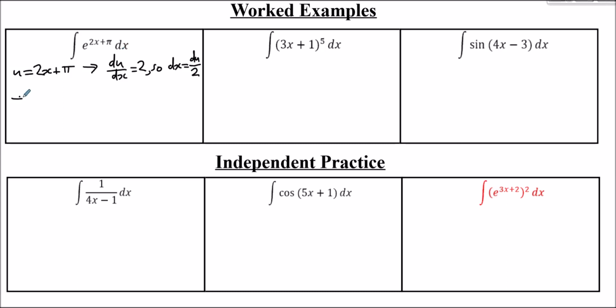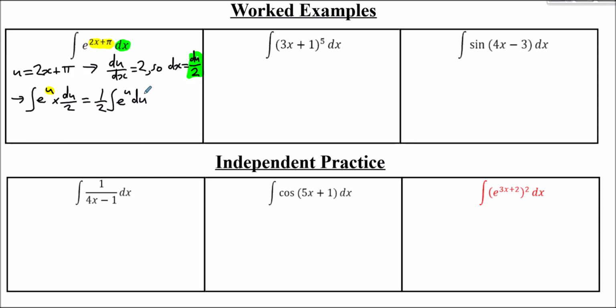So therefore, this integral now gets transformed into e to the u, because of course we called u 2x plus pi, and then dx we can say is the same as du over 2. We can now take this half to the outside because it's a constant, and then just integrate e to the u du.